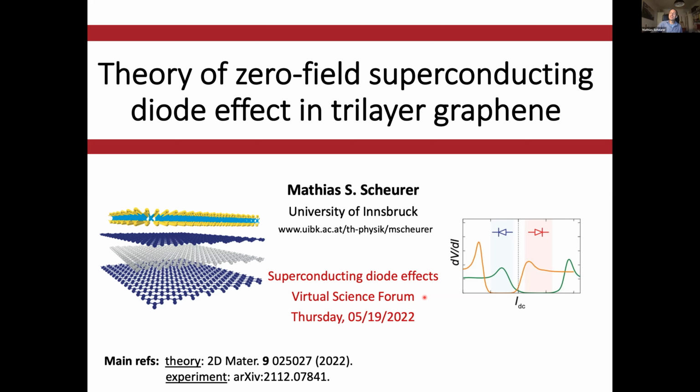So as we already heard, this talk is actually about the companion theory work, with the reference given down here, to the experiment we just heard about on the superconducting diode effect at zero external magnetic field in a twisted graphene system consisting of 3 layers.